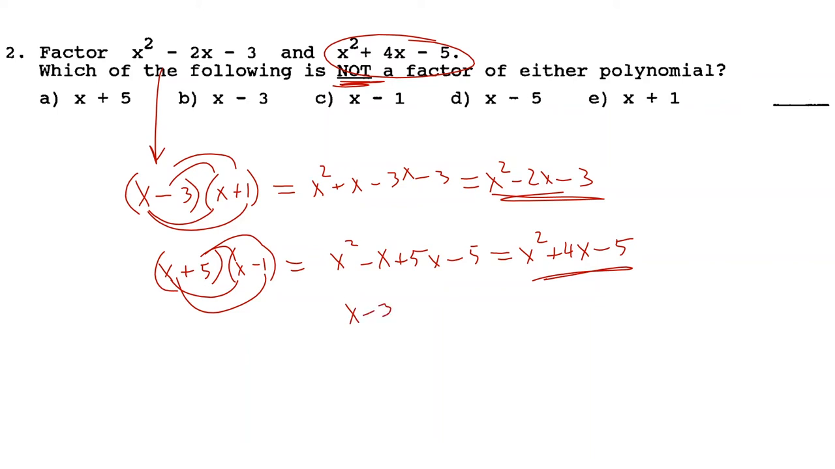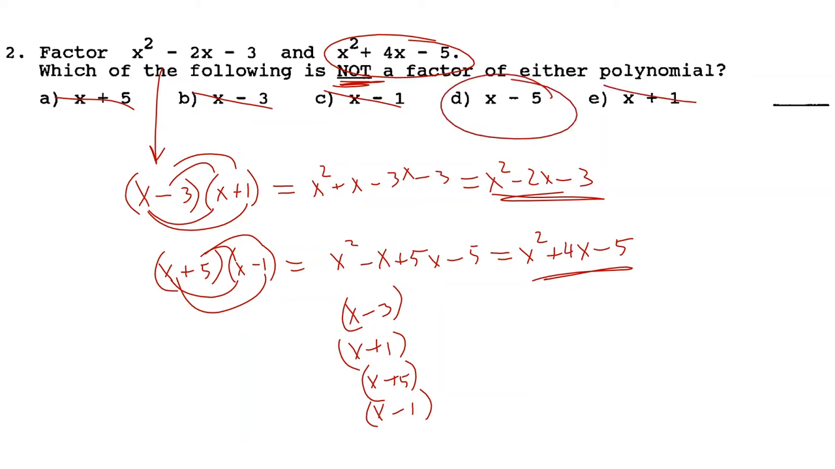So I got the following factors: I got x minus 3, I got x plus 1, I got x plus 5, I have x minus 1, and I need to eliminate the one which is not a factor. So x plus 5 is out, x minus 3 is out, x minus 1 is out, and x plus 1 is out. So my only one which is left is x minus 5, D. Boom.